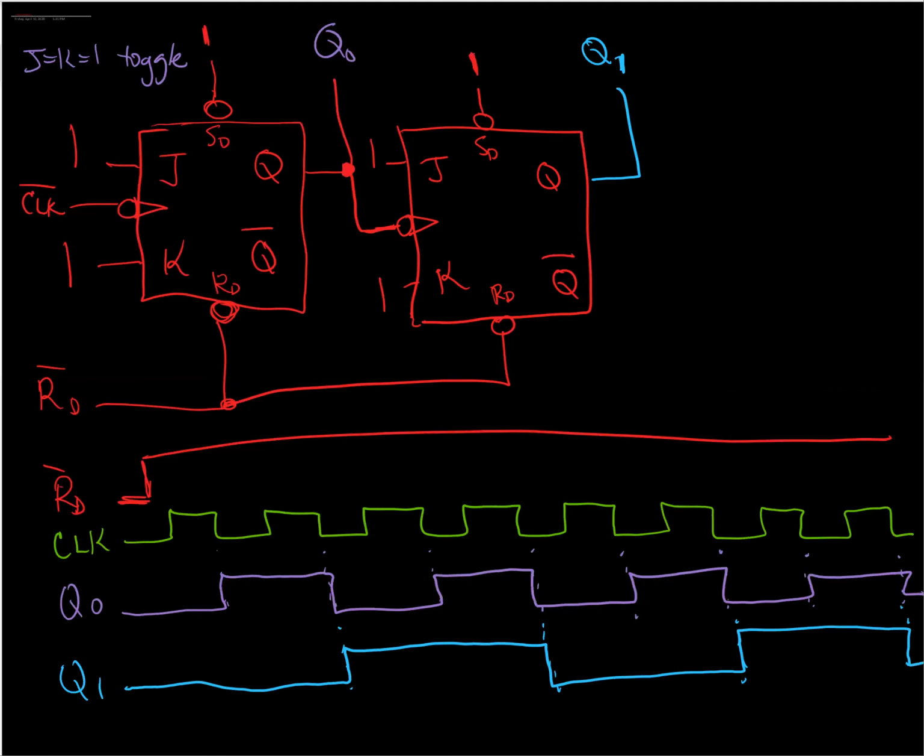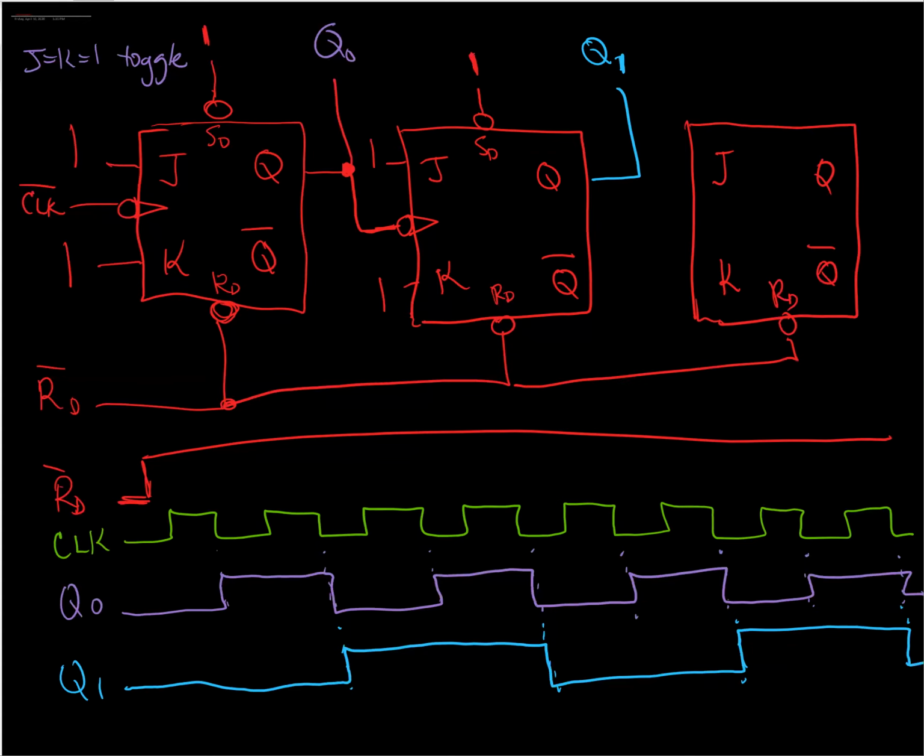Now we said we wanted to build a 3-bit ripple counter, so I'm going to add yet another JK flip-flop to my circuit. And you can see a pattern in how I'm making these connections. I'm going to tie the direct reset line to the others. I'm going to set the direct set line. Oops, I drew my bubble in the wrong spot there. My direct set line is going to be tied high.